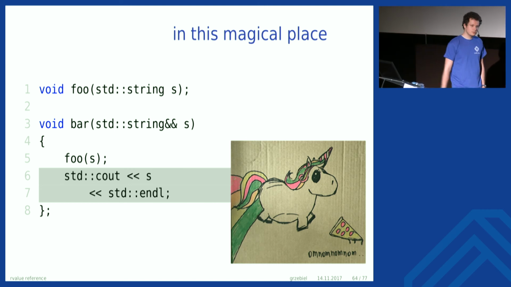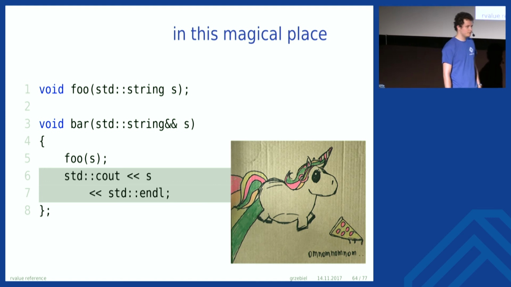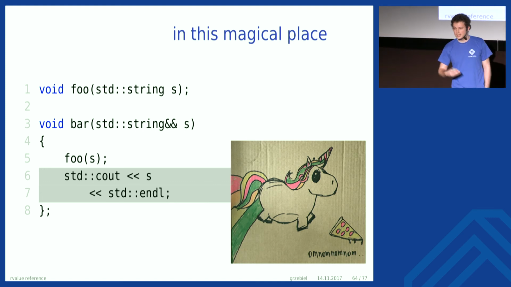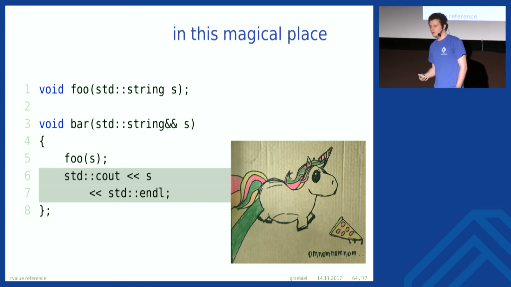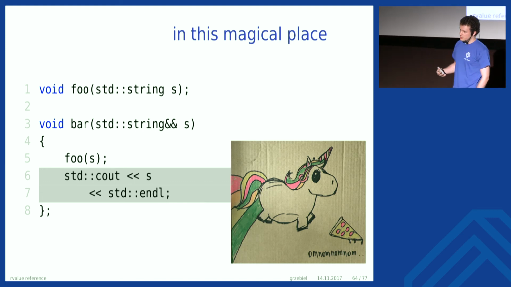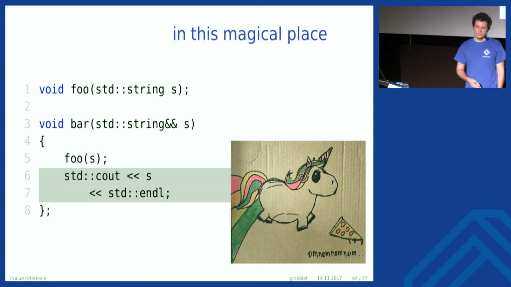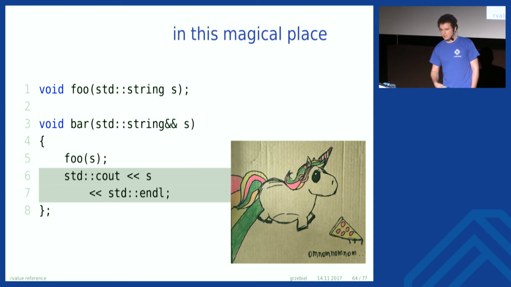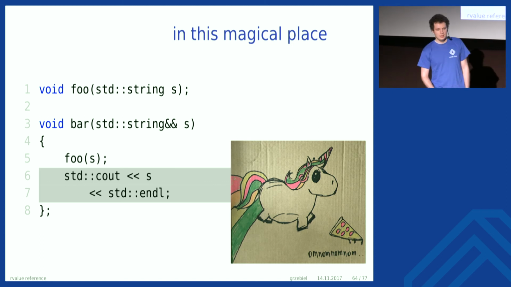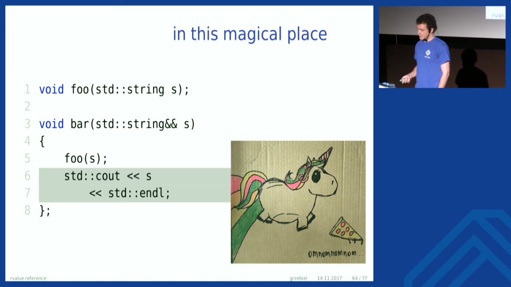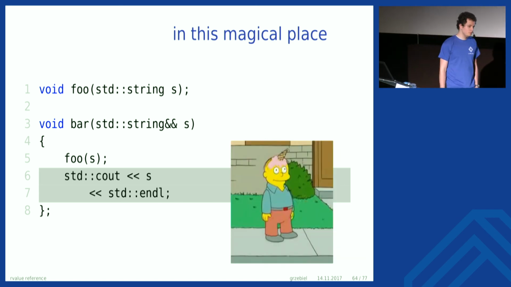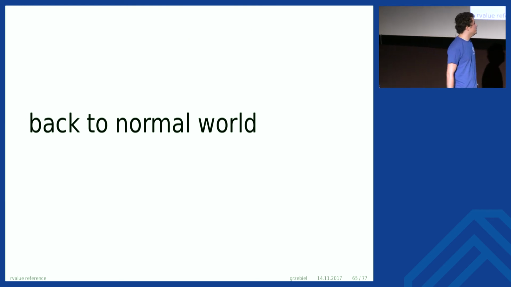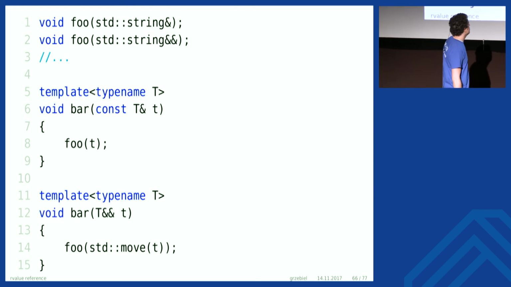Or, in the case of string, this is actually pretty well defined, because when we move from a string, we get an empty string. But all the standard requires is that the object from which we moved is properly destructible. That's all. We are not supposed to use our objects after moving from them. So we may still face undefined behavior in this magical place. So again, this unicorn is not as pretty as we expected. So back to the normal world.